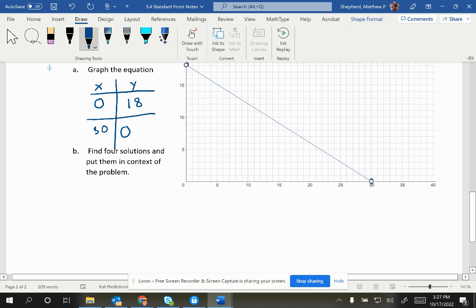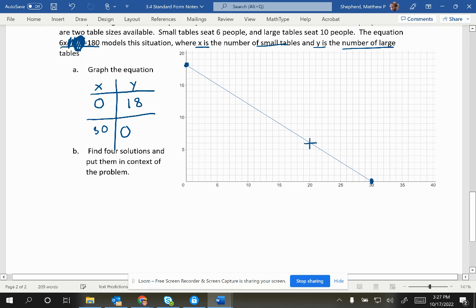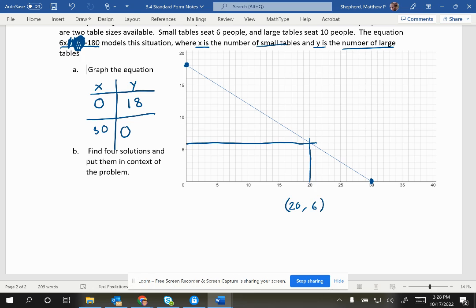Okay, so for instance, I can see that my line I just drew crosses right here perfectly. Now, the reason why I wanted to cross those gray lines perfectly is because my gray lines are very specific numbers. So I've got a 20 for the x, and that would represent a 6 over in the y. So this would mean I could seat 180 people using 20 small and 6 large tables.